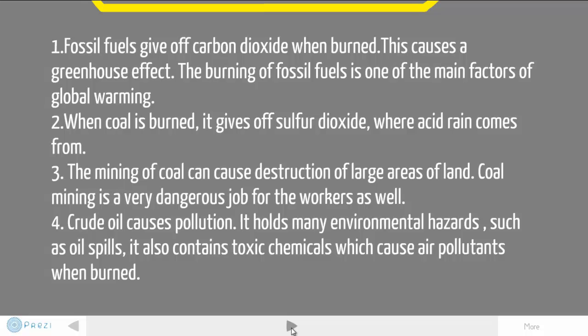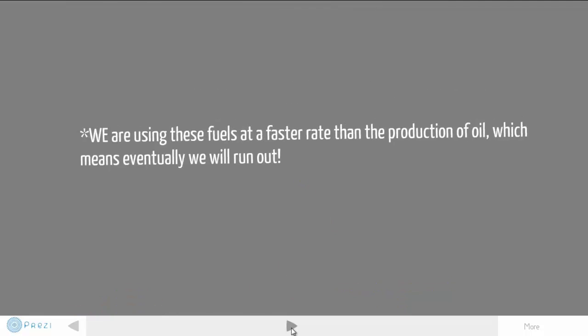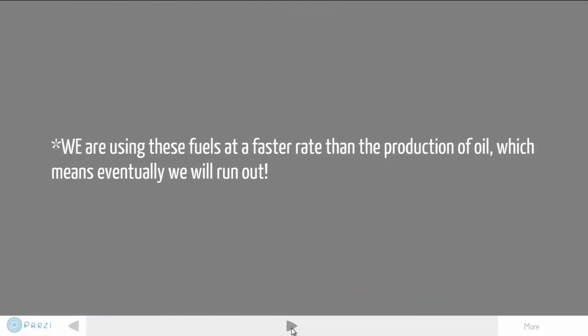The mining of coal can cause destruction of large areas of land. Coal mining is a very dangerous job for the workers as well. Crude oil causes pollution. It holds many environmental hazards, such as oil spills. It also contains toxic chemicals which cause air pollutants when burned. We are using these fuels at a faster rate than the production of oil, which means eventually we will run out.